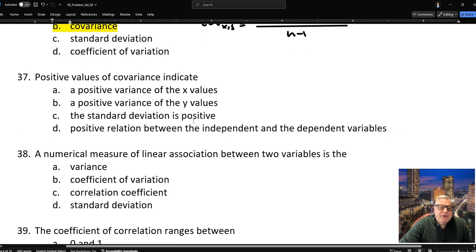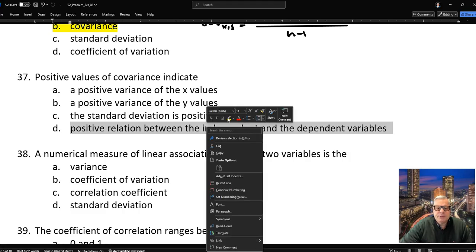So positive values of covariance indicate a positive variance of the x values, a positive variance of the y values, that the standard deviation is positive. Now it must be D, that there is a positive relationship between the independent and the dependent variable.